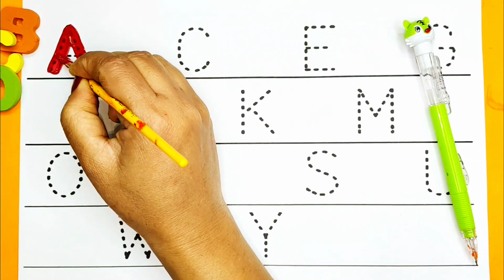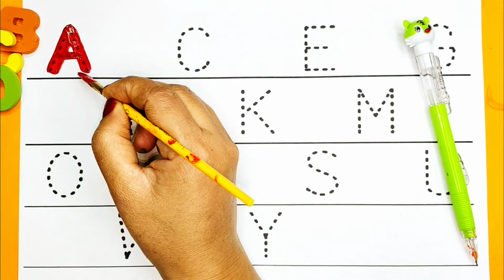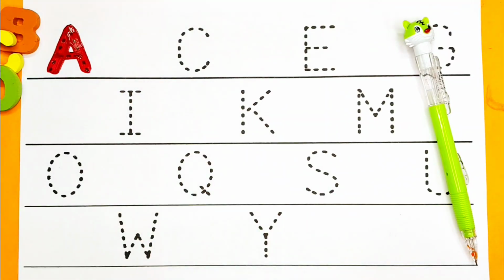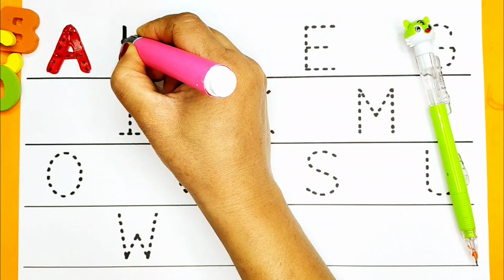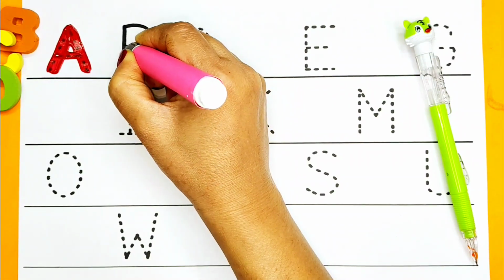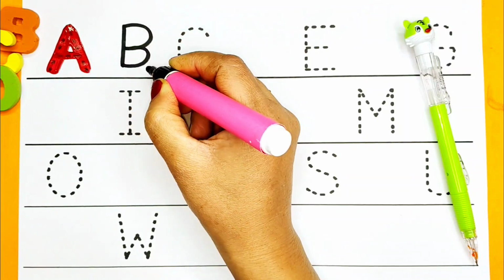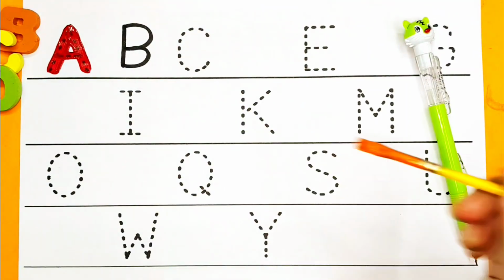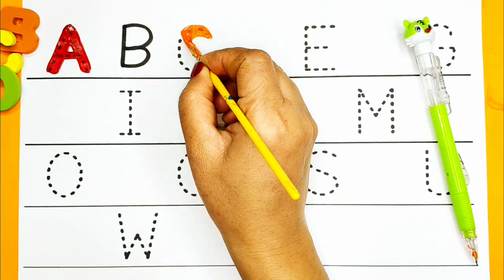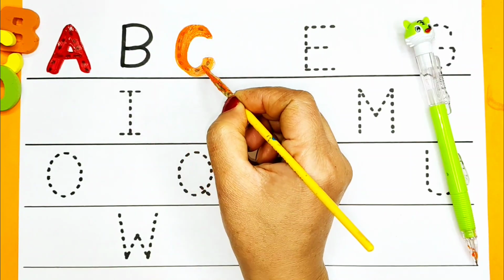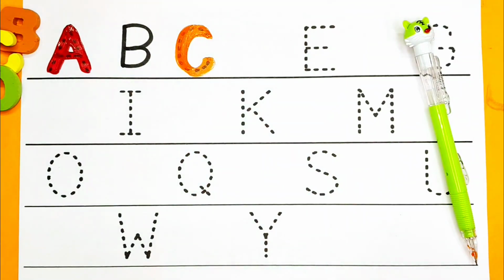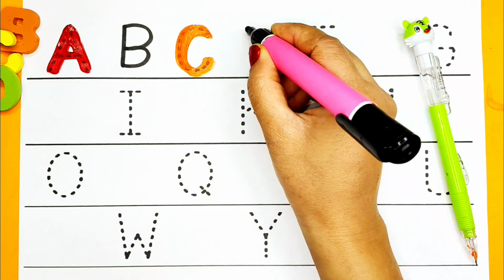Red color. A for alligator. Missing letter. B for butterfly. Orange color. C for candle. Missing letter.